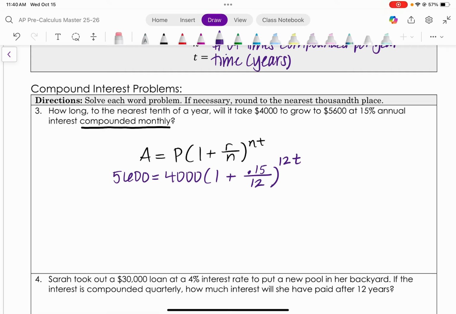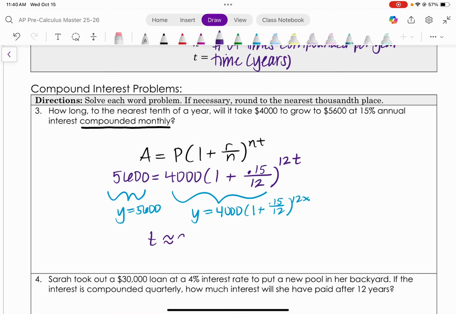Now from here, remember you can go to Desmos or use your graphing calculator. You could type this in as y equals the first half: y equals 4,000 times (1 plus 0.15 over 12) to the 12x. I would type in x in Desmos. And then you're going to look for where the two graphs intersect. Try it out. See what you think. Pause the video for a second. You should get a value of approximately 2.2571389, etc.